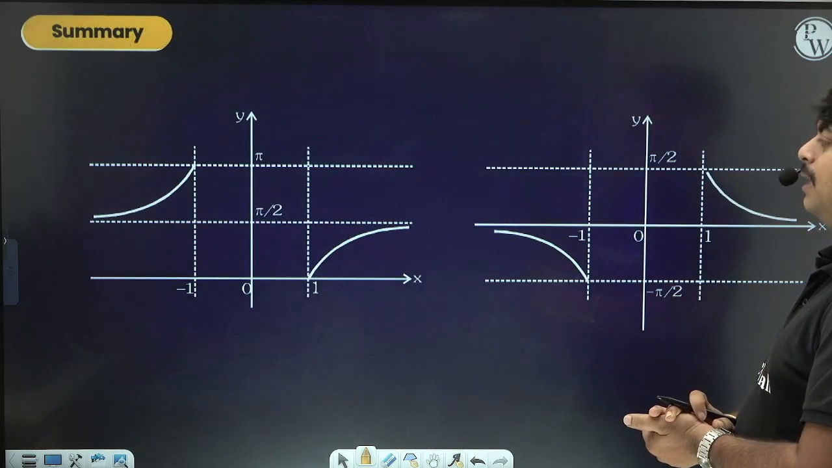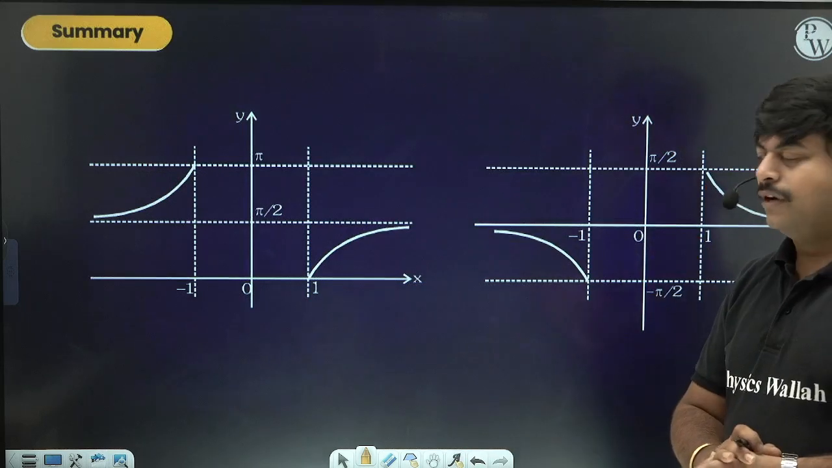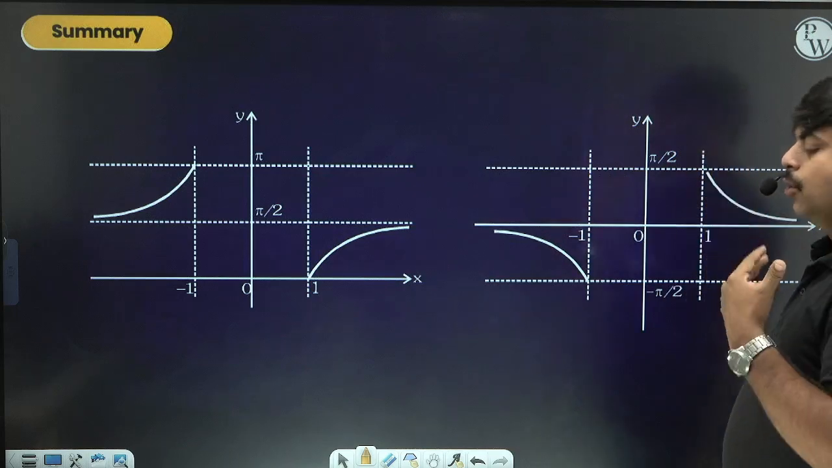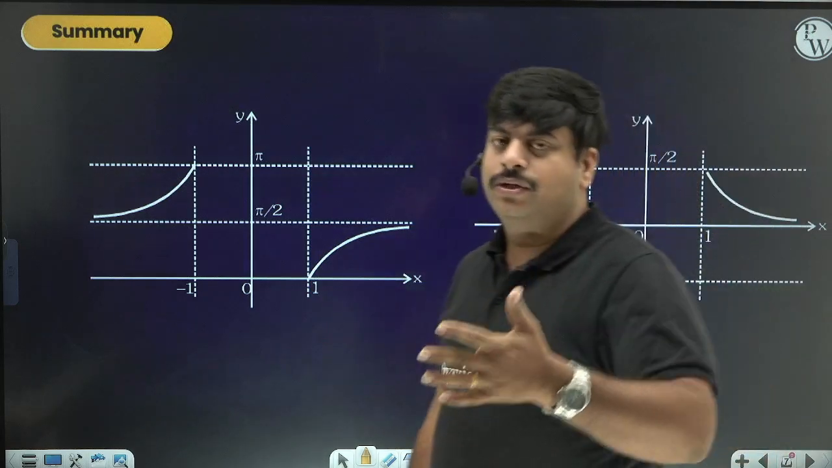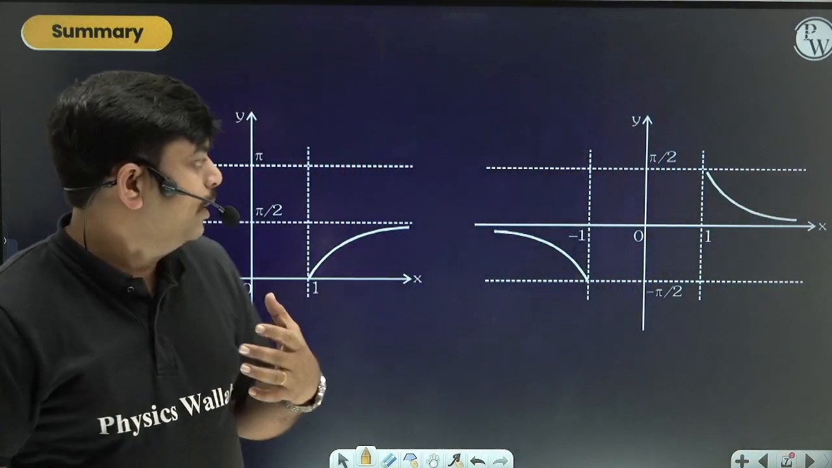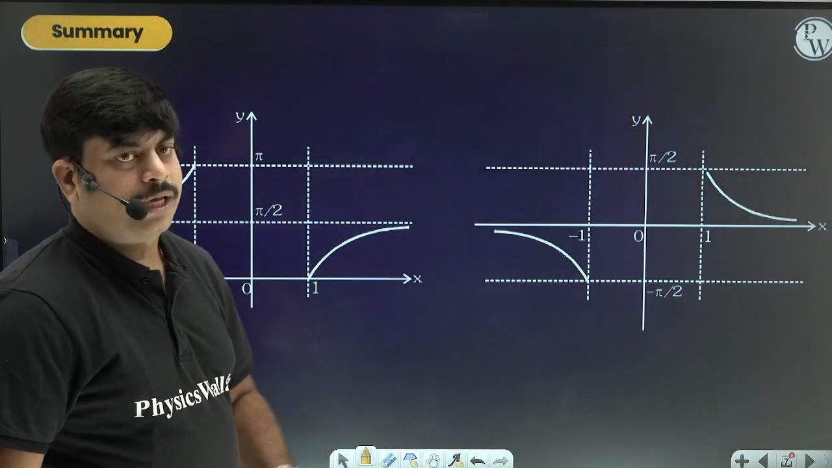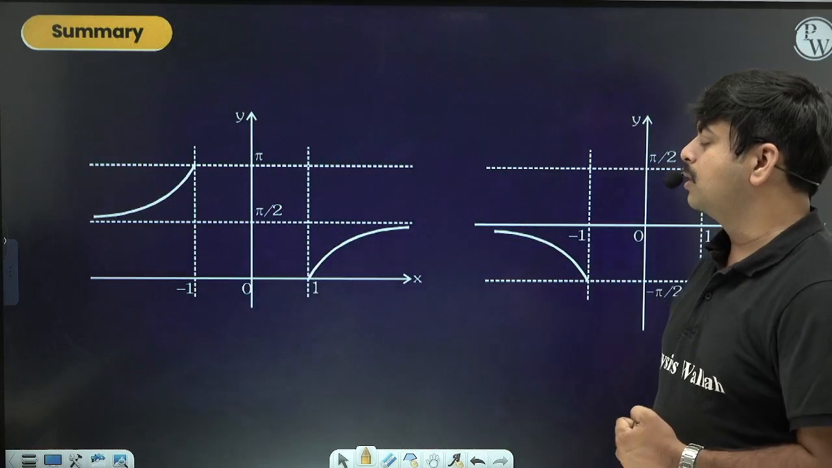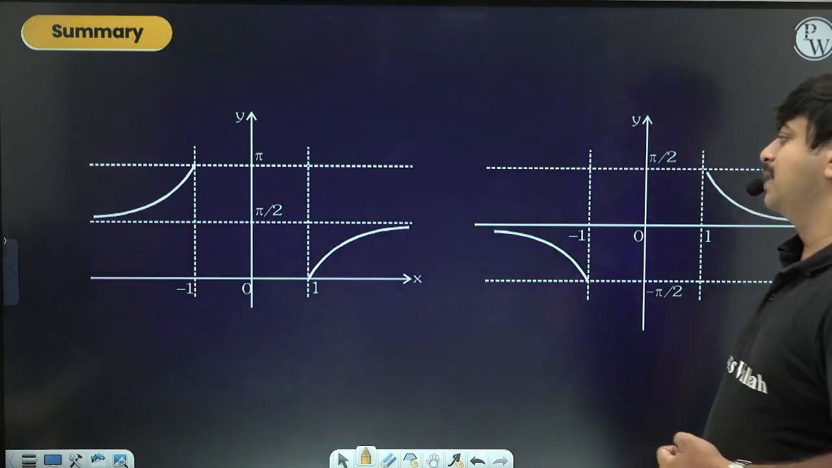So can anyone say what the function is? This and this: one will be secant and one will be cosecant. I mean secant inverse or cosecant inverse. I willingly didn't write the function names here, just for your sake. So how do we identify which function is which, which is cosecant inverse x and which is secant inverse x?